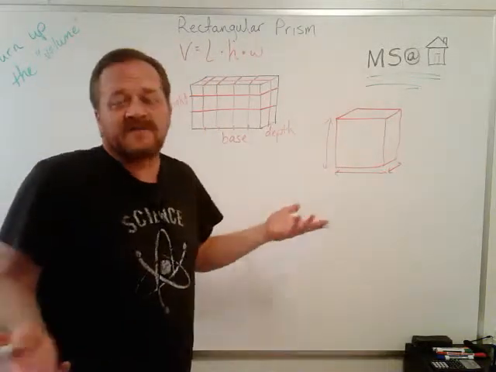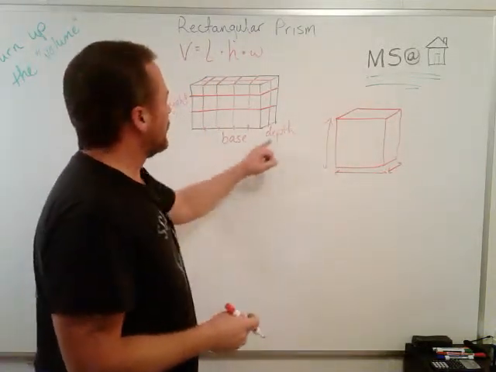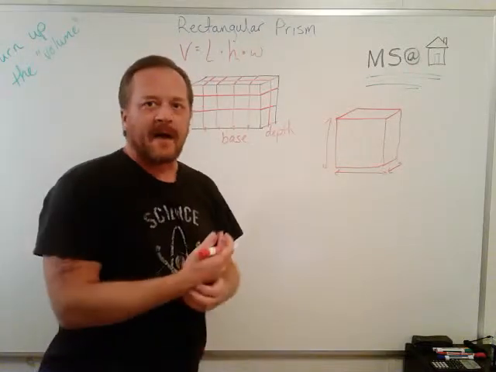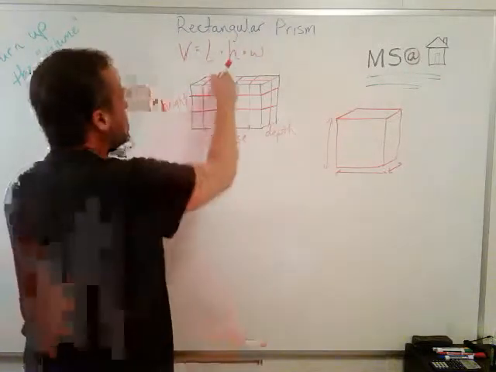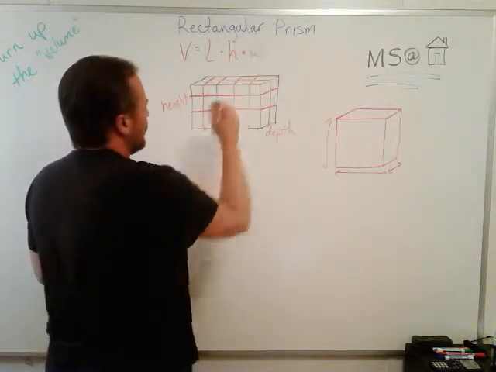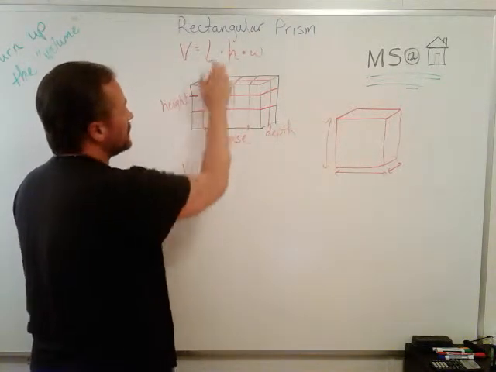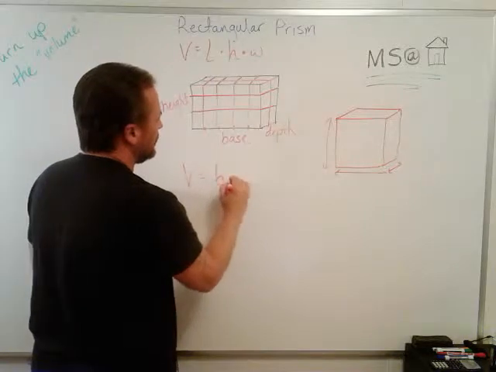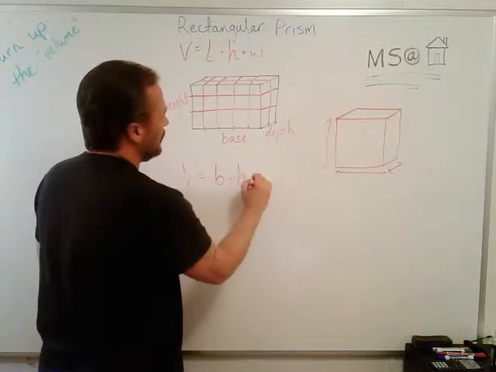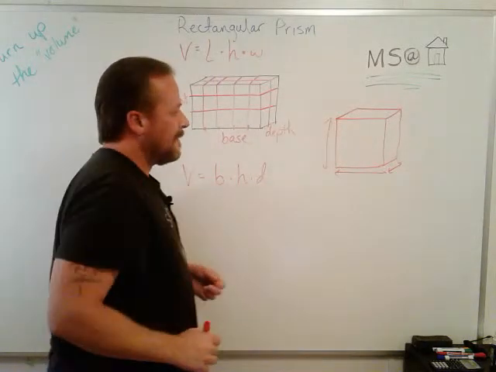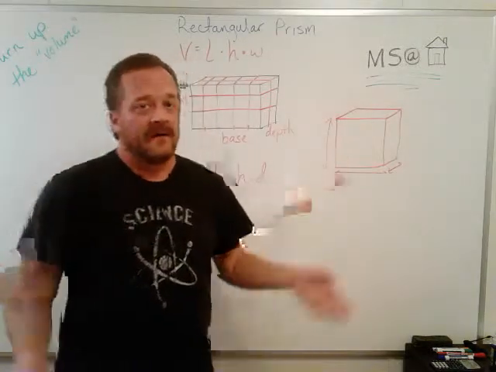It's not wrong. It's just another name for these two things right here that I think actually kind of help out, okay? So volume could be length times height times width, or volume could be height, or well, let's keep it consistent. Base times height times depth. Either way, right? Same thing.